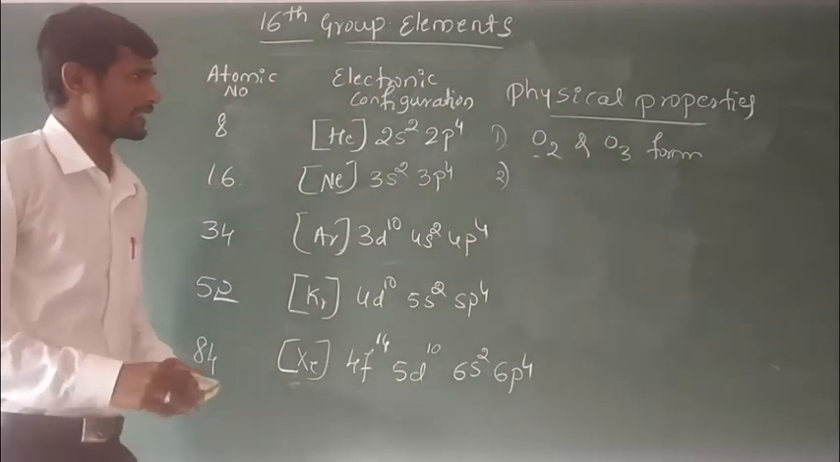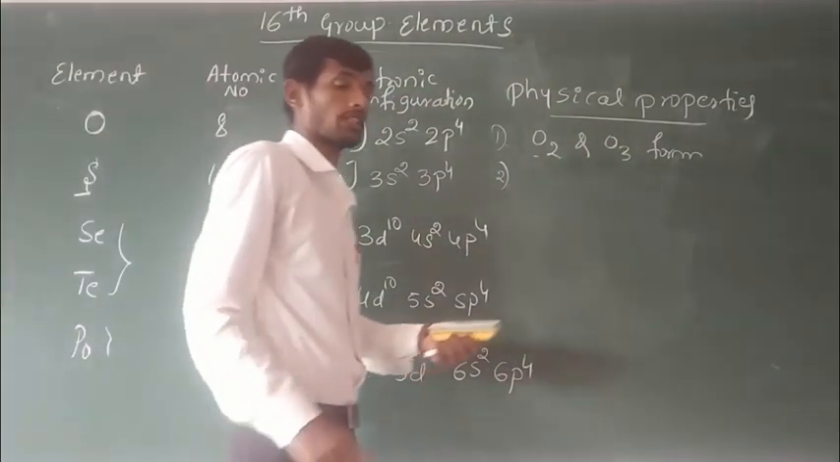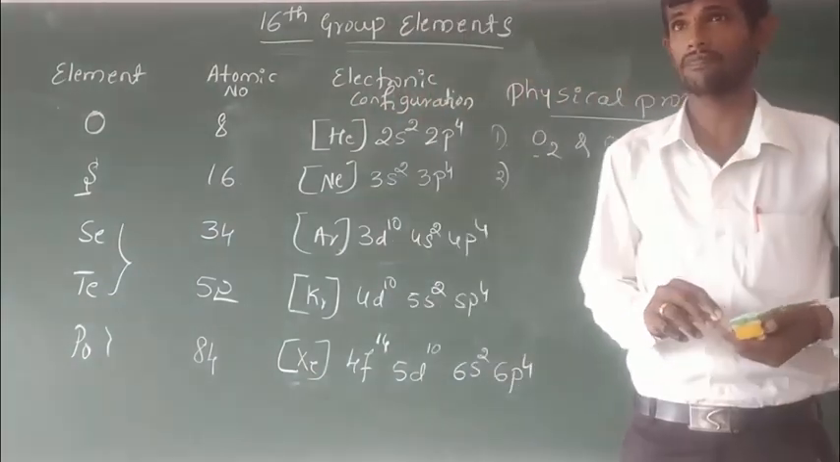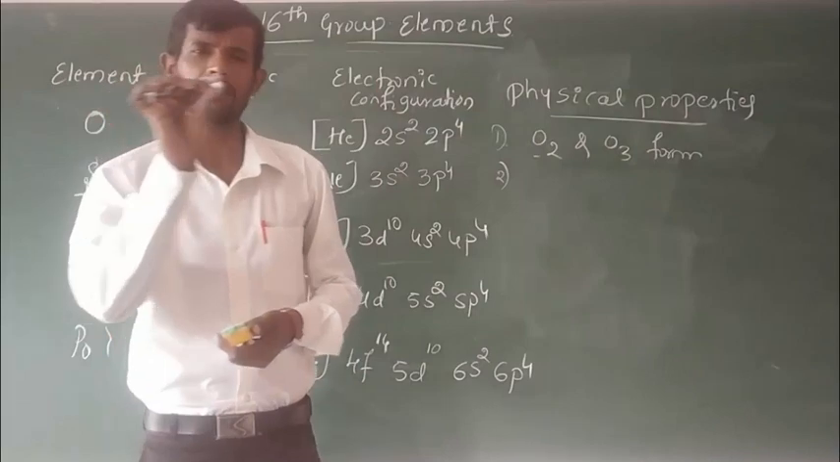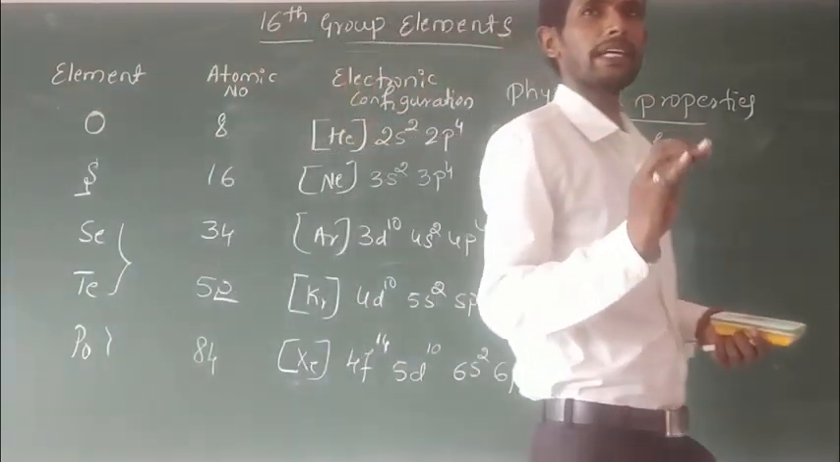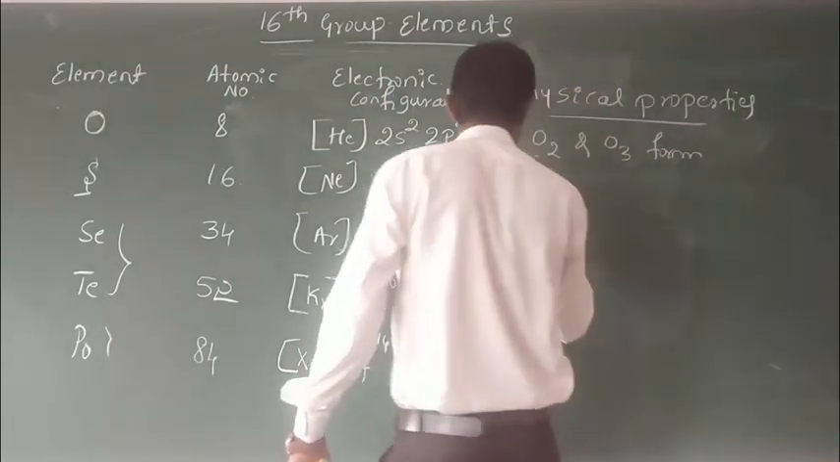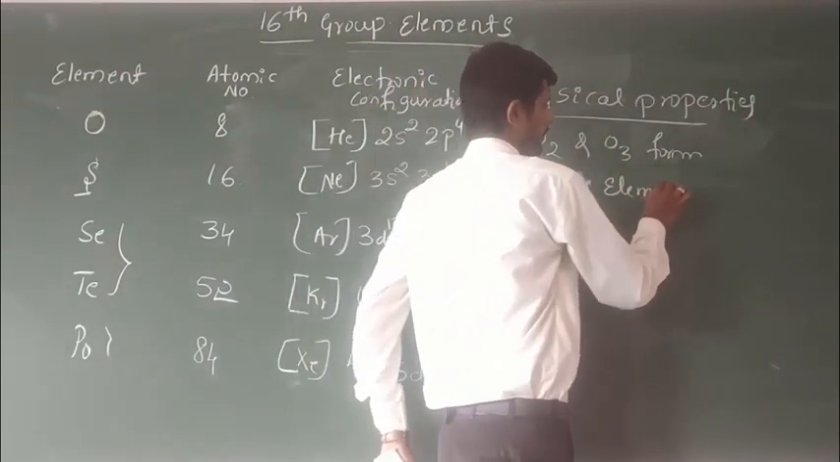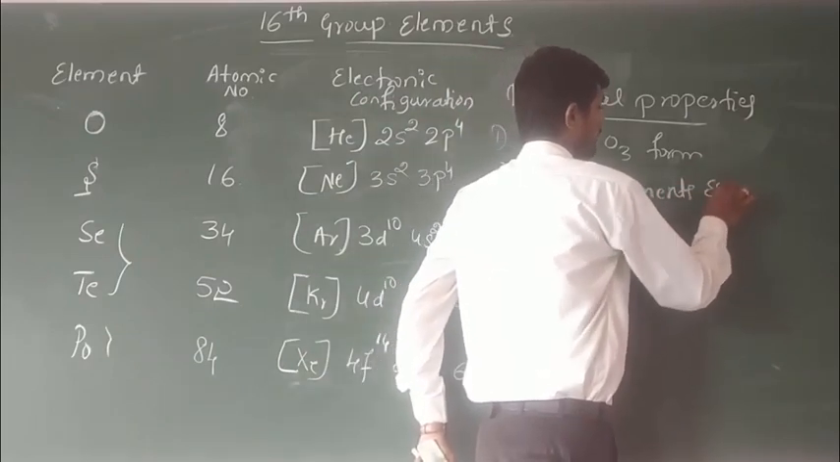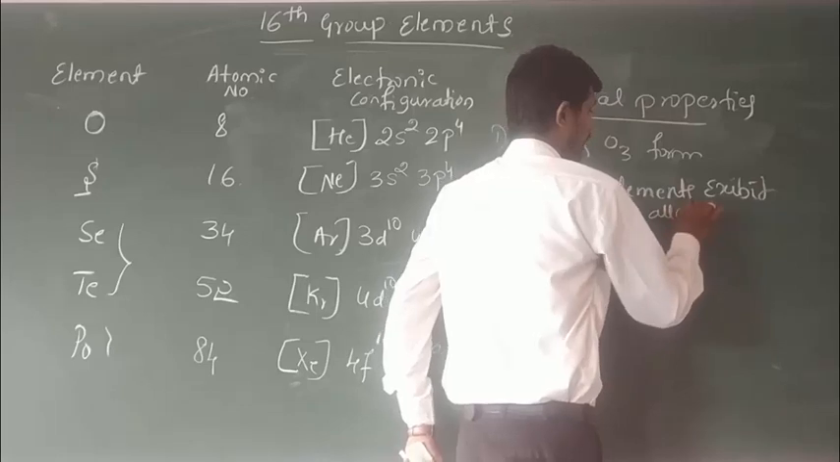One important thing which comes in the physical properties of 16 group elements is that all the elements present in the 16th group exhibit allotropes. Very important, remember this point. All the elements exhibit allotropes.